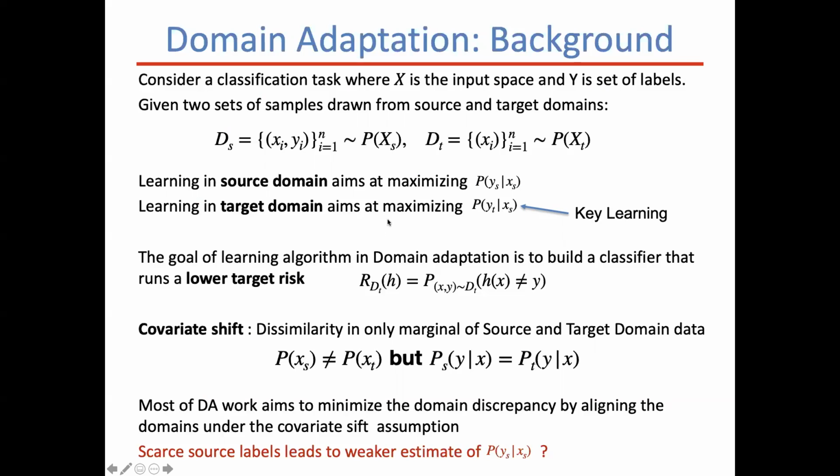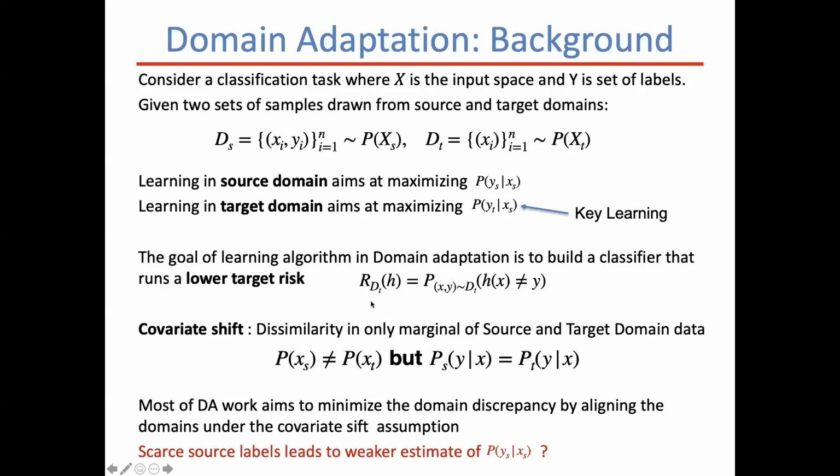So this is the key learning we always talk about in domain adaptation. The goal of the learning algorithm in domain adaptation is basically to build a classifier that has a lower target risk. In some sense, under your target data distribution, your hypothesis has a minimum amount of failures.